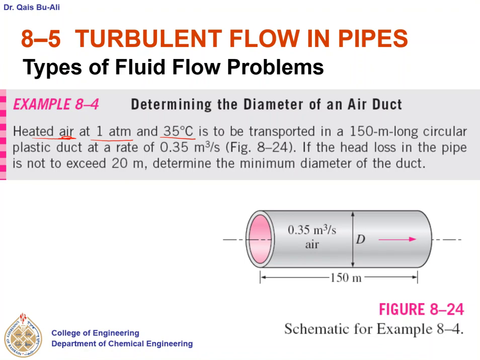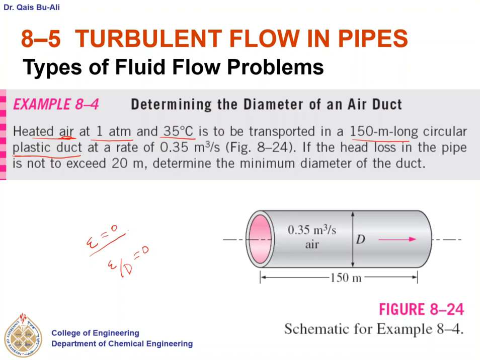So heated air at 1 atmosphere and 35 degrees centigrade is to be transported in a 150 meter long circular plastic duct. Again, you are given the length here, and for the first time you are given a plastic duct. Plastic duct means this is a smooth pipe, and epsilon is equal to 0. So epsilon over D is equal to 0, and in the Moody chart, you use the line at the bottom. The flow rate is 0.35 meter cube per second. This is the volumetric flow rate.